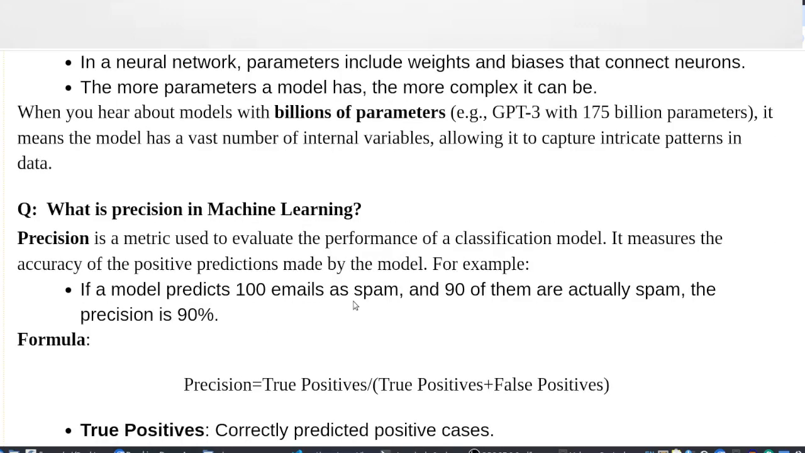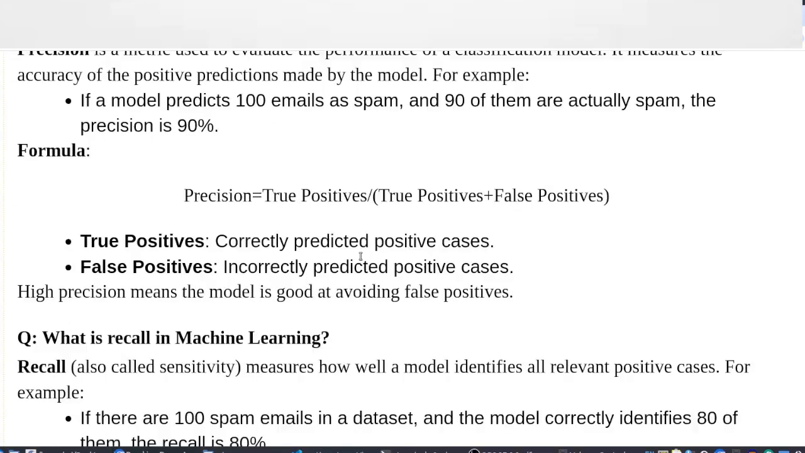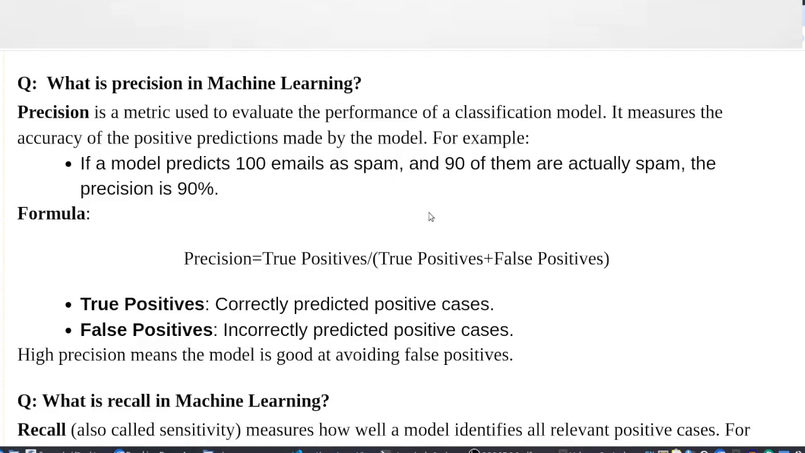What is precision in machine learning? Precision is a metric used to evaluate the performance of a classification model. It measures the accuracy of the positive predictions made by the model. So these precision, recall, F1 score, that kind of metrics are very much important. These metrics are very useful in evaluating the quality of the model, right? So precision is kind of accuracy, indicating accuracy.